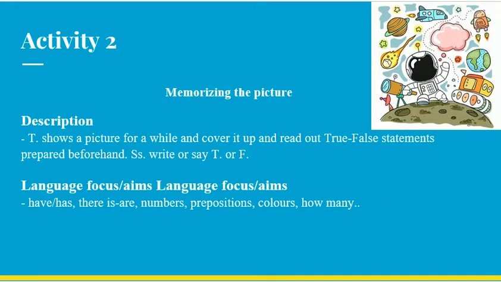Activity 2 is memorizing the picture. Teacher shows a picture for a while and covers it up and reads out true/false statements prepared beforehand. Students write or say true or false. This also aims at have and has, there is, there are, numbers, prepositions, colors, how many.